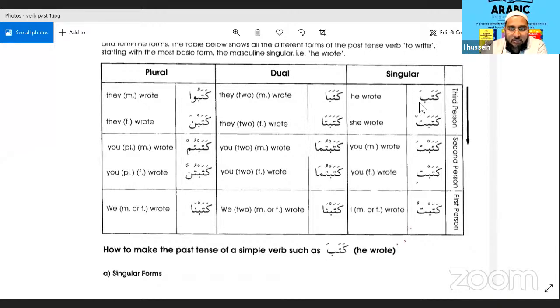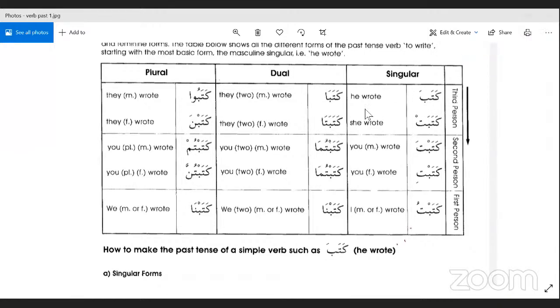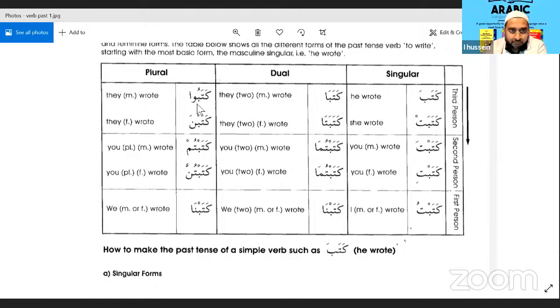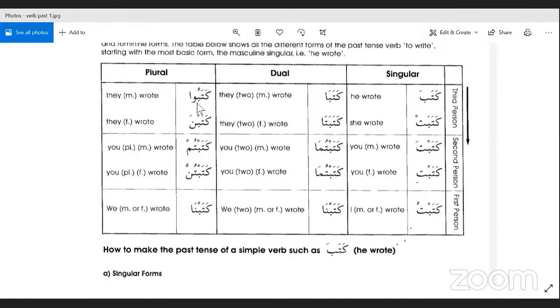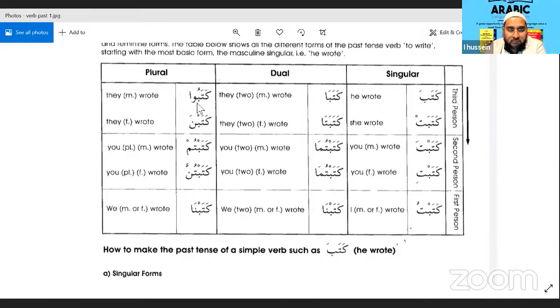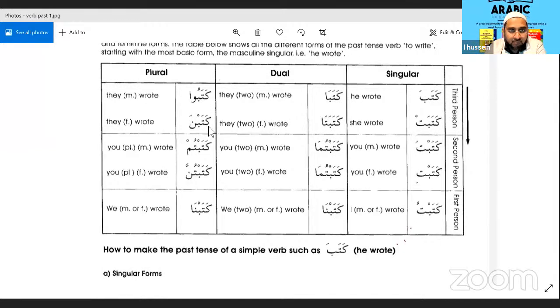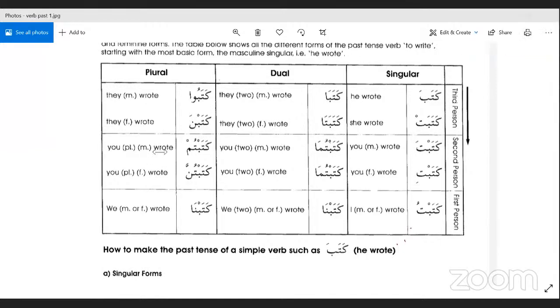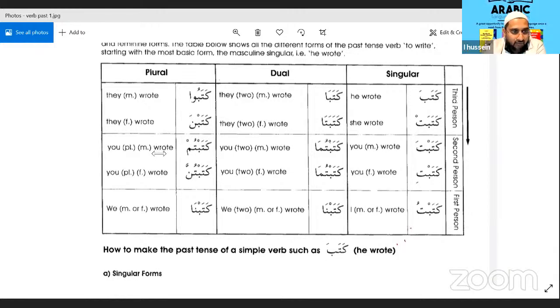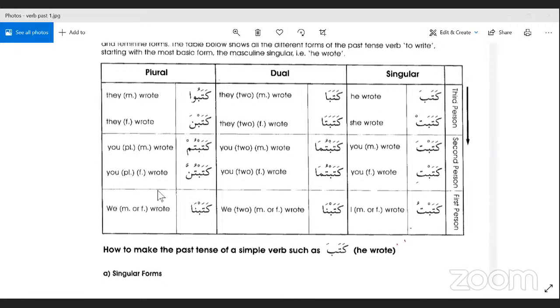Do you want to start from Kataba? Kataba, he wrote. Kataba, they two wrote. Male. And Katabu, they all wrote. Male. Katabat, she wrote. Katabata, they two female wrote. Excellent. And Katabna, they all female wrote. Excellent. Jazakallah, sister. That was really good.